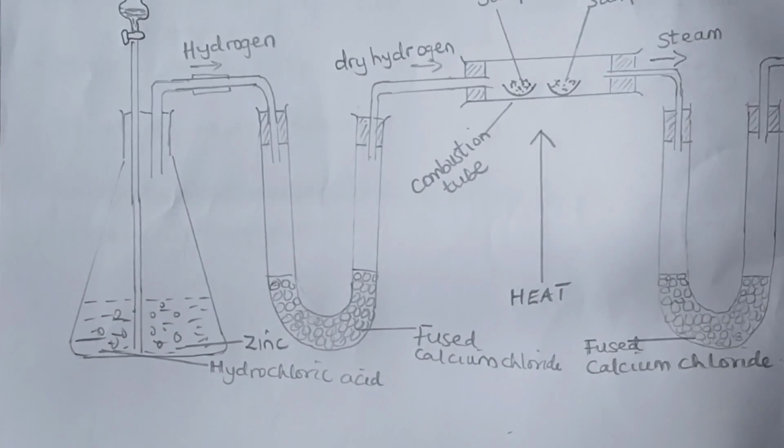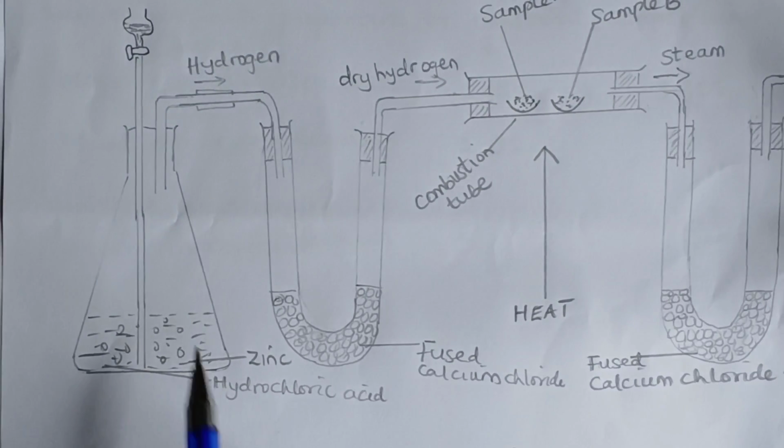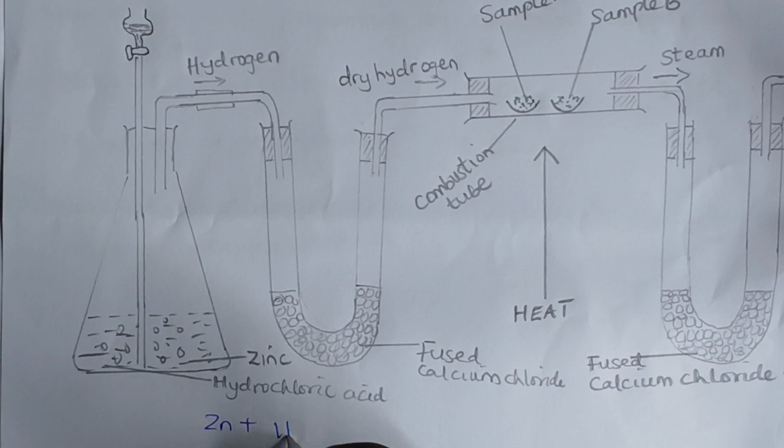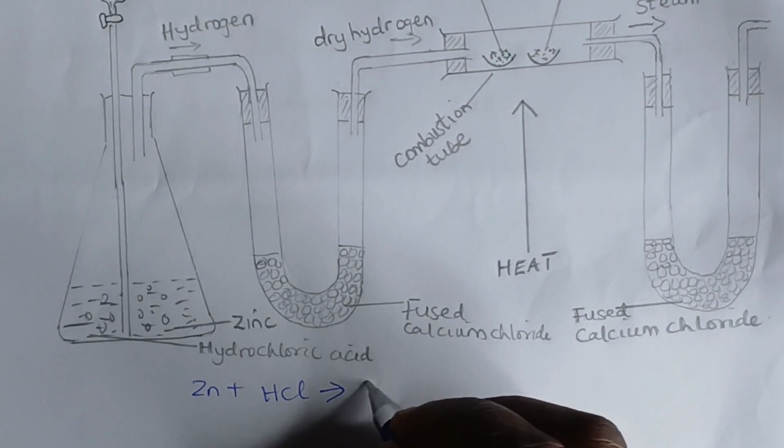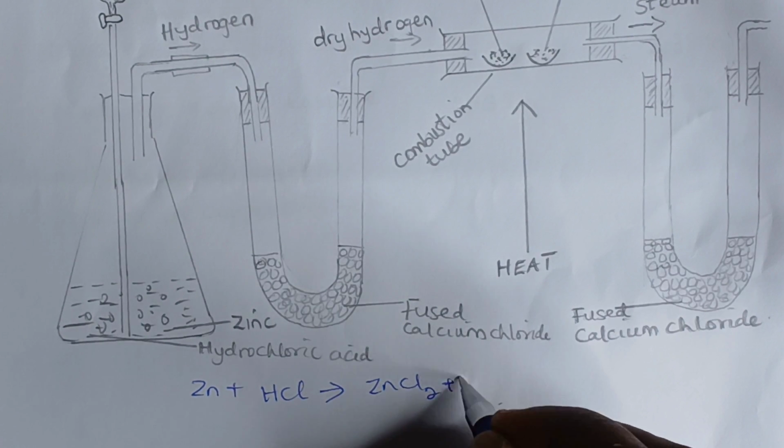Now, look at this setup. We can see a conical flask here. Zinc and hydrochloric acid is inside, and the essence of reacting zinc and hydrochloric acid together is to form hydrogen. And what is the function of the hydrogen? To form zinc chloride and hydrogen gas.